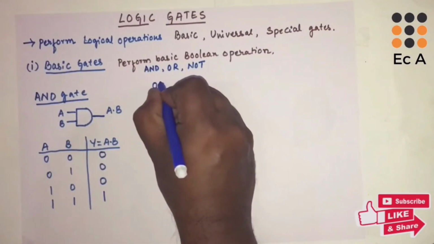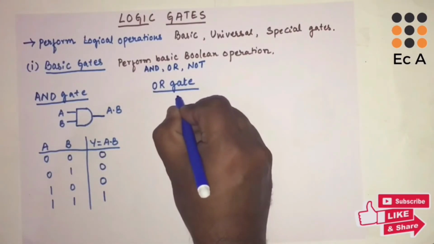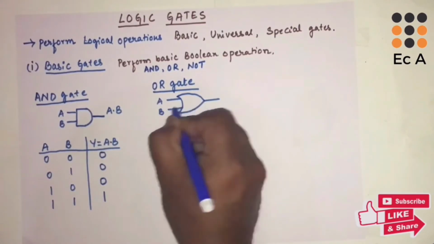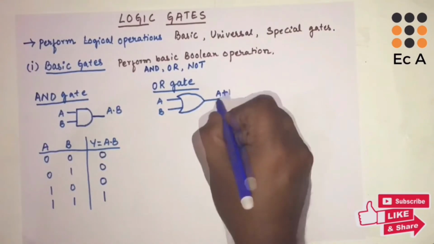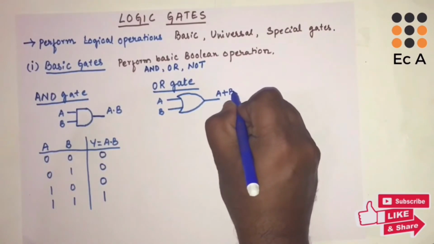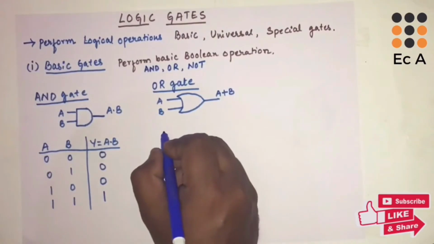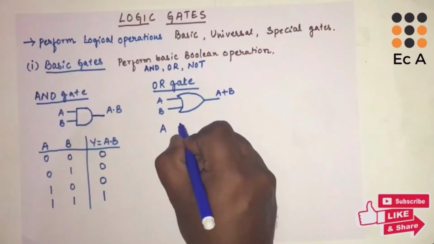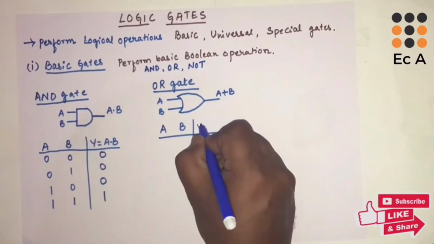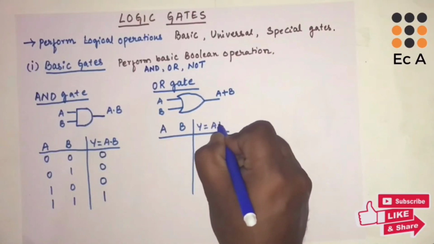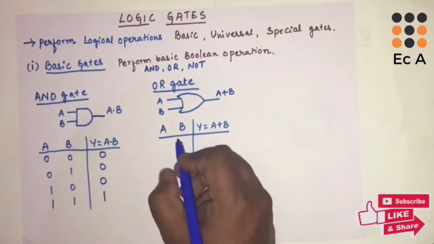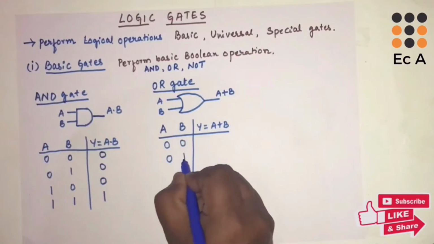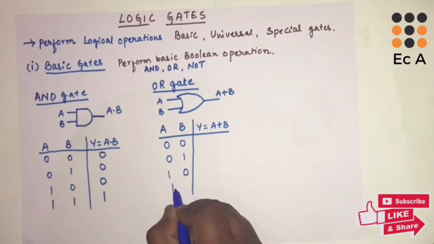Now let us take the OR gate. This is the symbol for the OR gate. It has two inputs A, B and one output, which we can write as A plus B. If we write the truth table, there are two inputs A, B, and one output y equal to A plus B. With two variables, there will be four combinations of input: 0 0, 0 1, 1 0, 1 1.